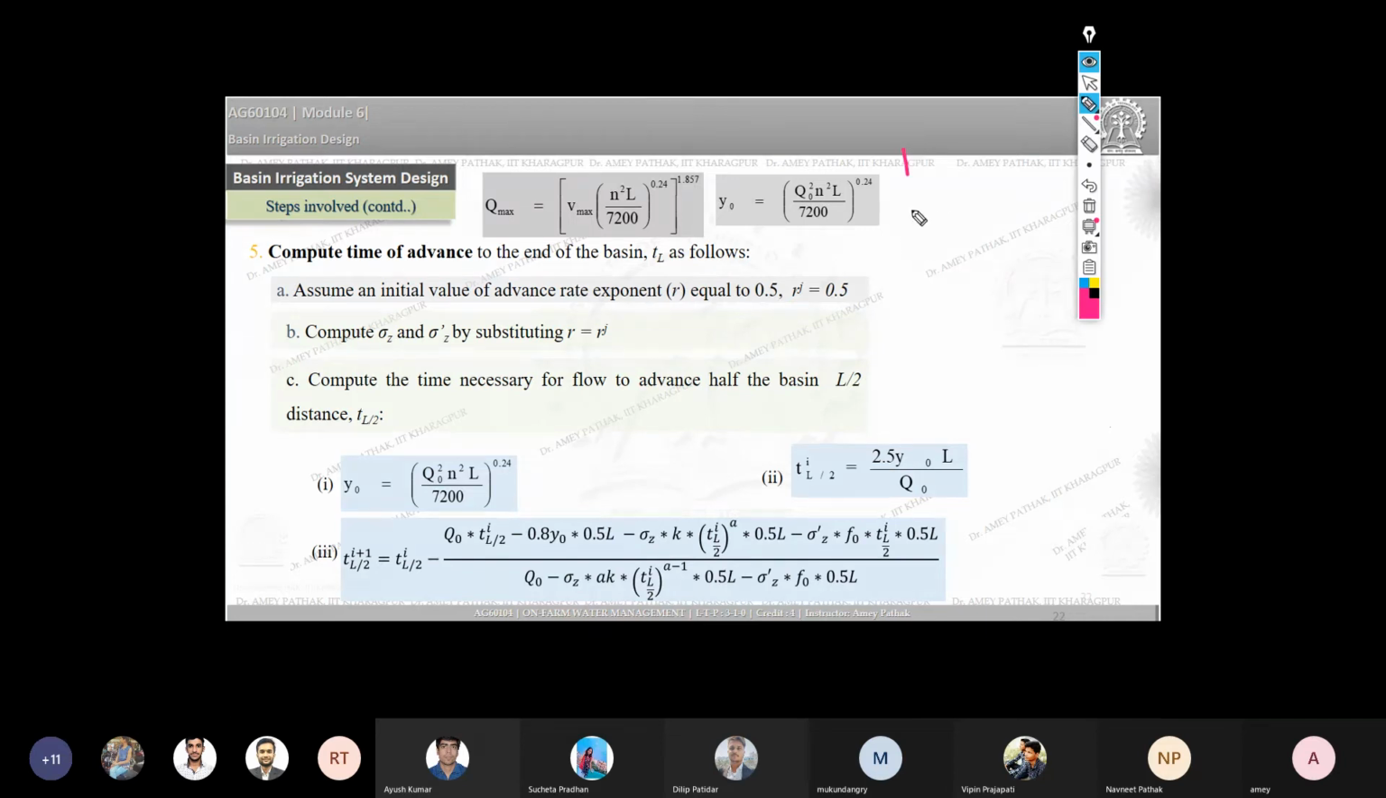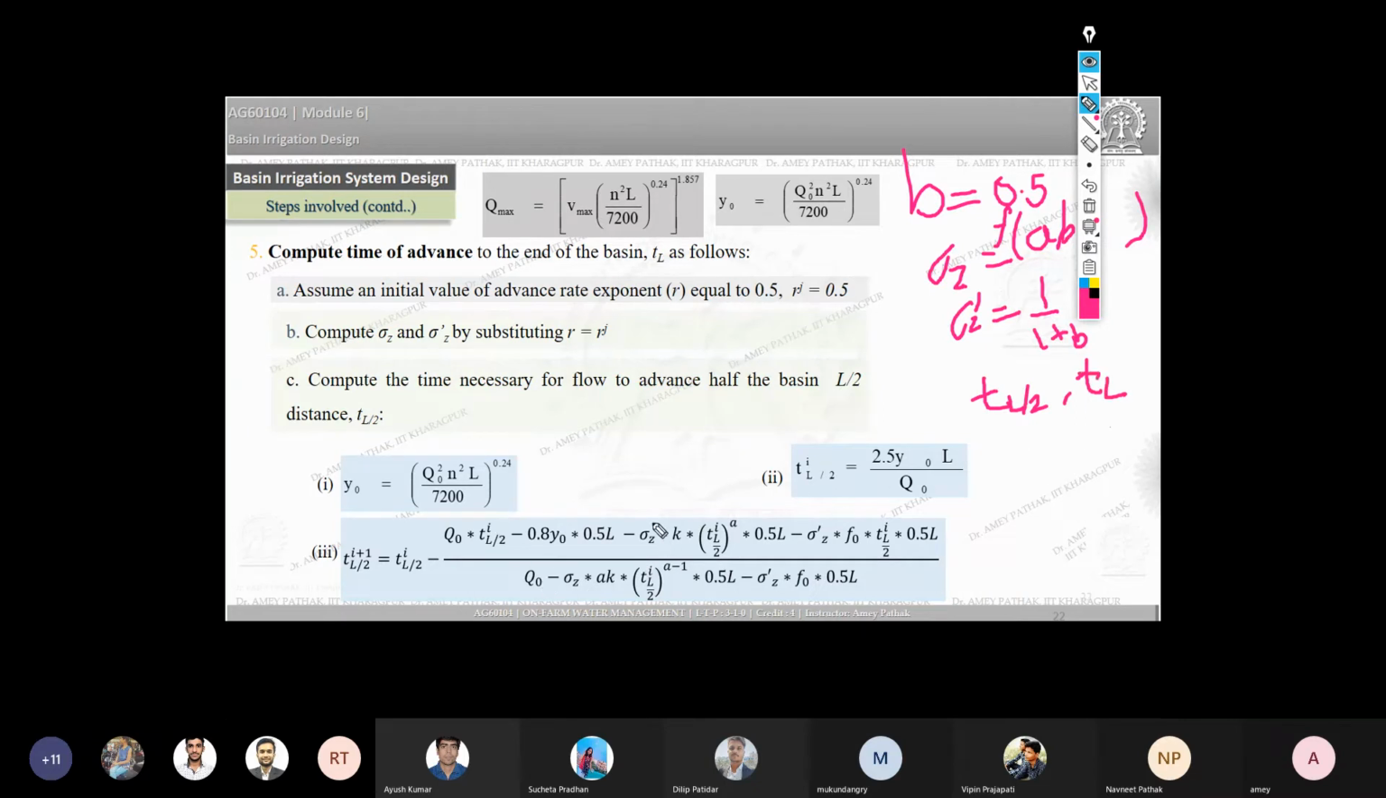So we have to assume some value of B, let's say 0.5, and for this 0.5 we have to calculate sigma z, which was given by that big expression, and sigma z dash, which is again given by 1 upon 1 plus B, I guess. Sigma z is a function of A and B. So using this B, calculate sigma z and sigma z dash, and then use this expression to calculate TL by 2 and TL. The same approach we have to use here, using the Newton-Raphson technique.